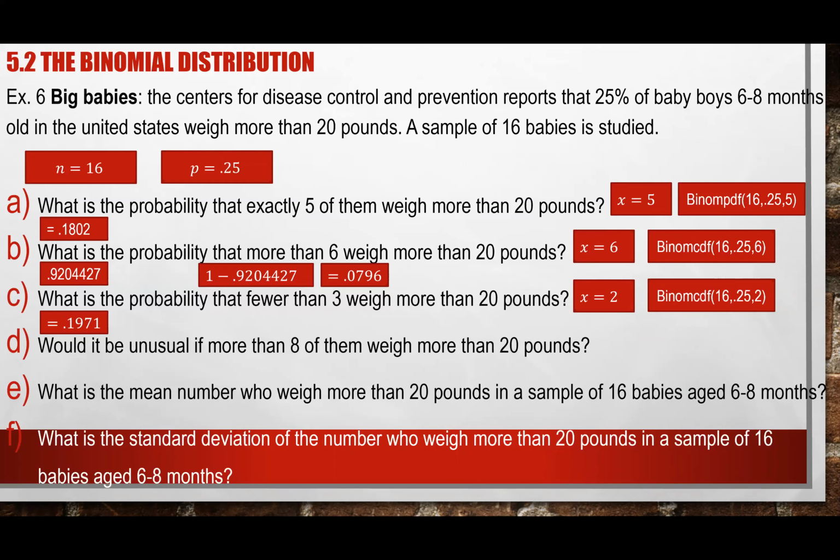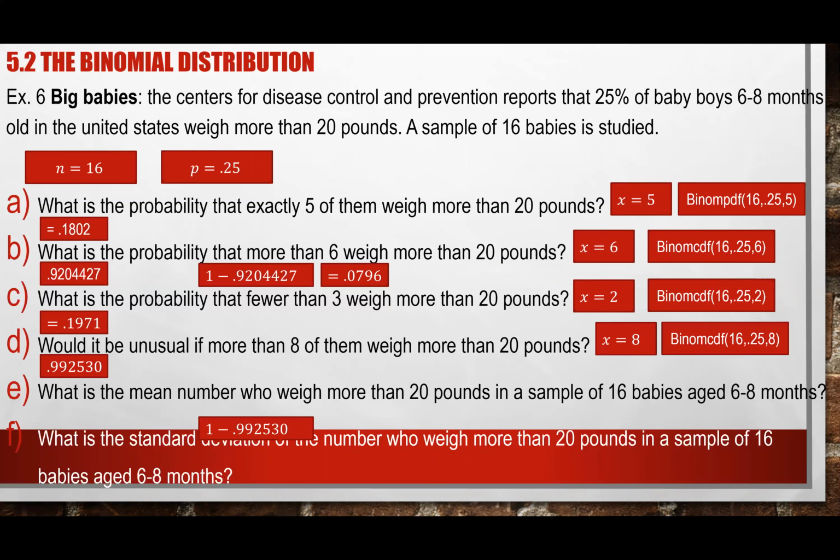So would it be unusual if more than 8 of them weigh more than 20 pounds? So again, more than 8, reminder, more than 8. What is my x value? More than 8 is the same as more than 6, the x value is equal to 8, right? And then you plug this in, and reminder that this is not our answer because it's more than 8. We have to take 1 minus that, which gives me 0.0075, which is clearly smaller than 0.05. So we say that this is unusual.